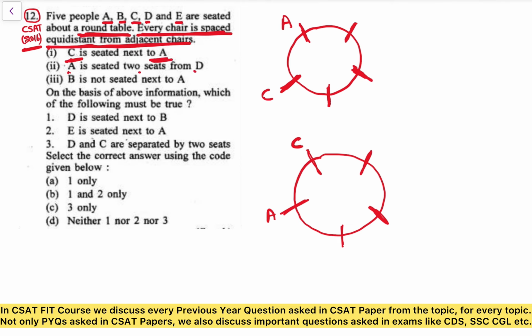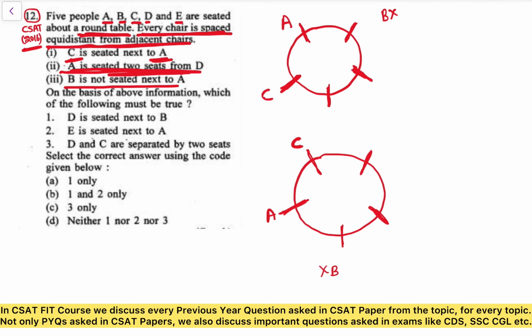A is seated 2 seats from D, let's take this afterwards. B is not seated next to A. So B is not seated here and B is not seated here. B is not seated next to A. A is seated 2 seats from D.